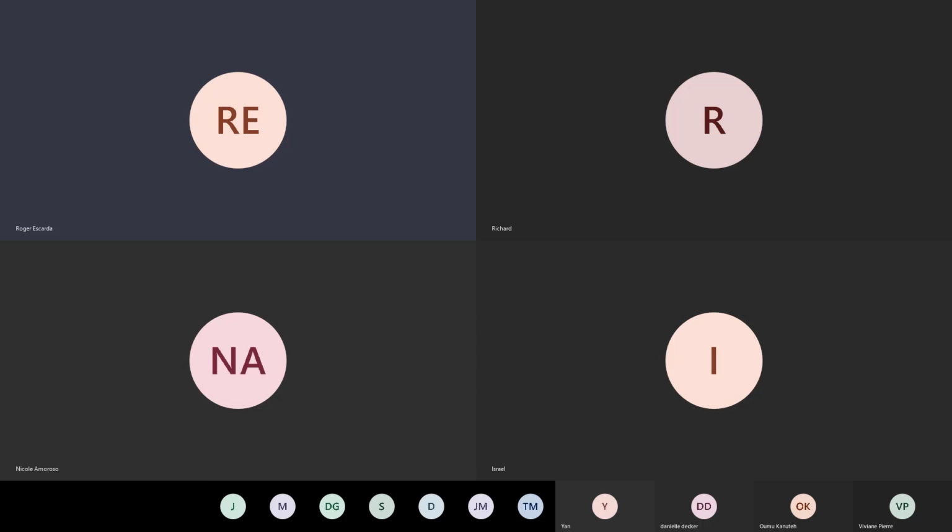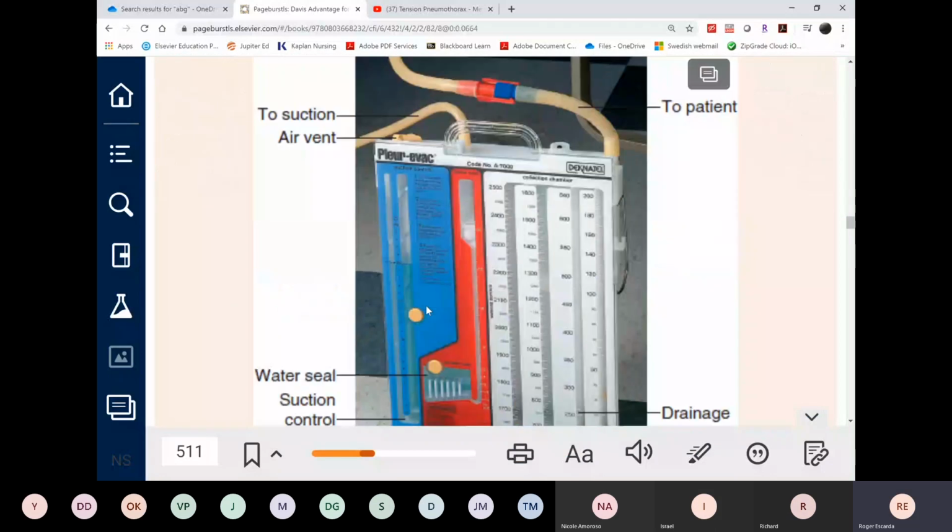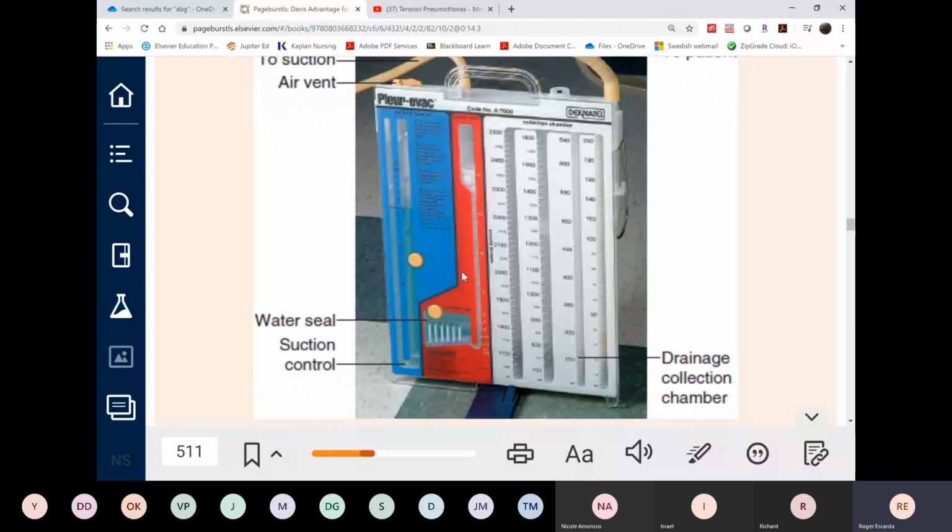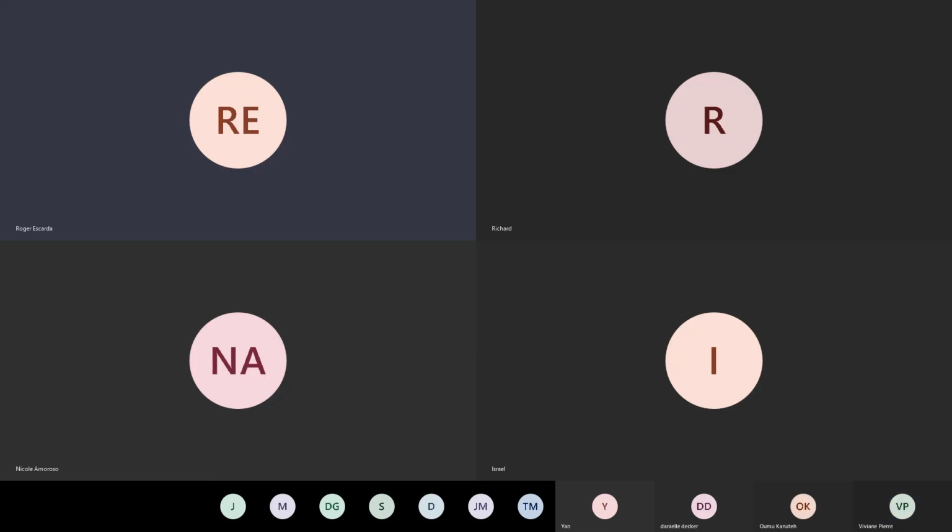So now we have chest tubes. This is a chest tube. The purpose is to evacuate air and fluid, and that fluid can be blood or lymphatic fluid, from the chest cavity into this box. So the equipment is based on an old principle of the three bottle system.